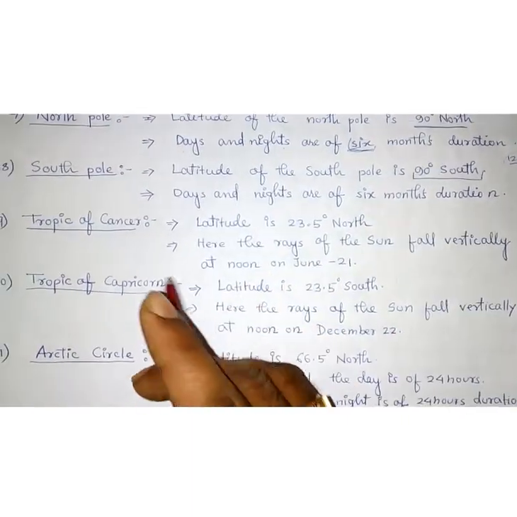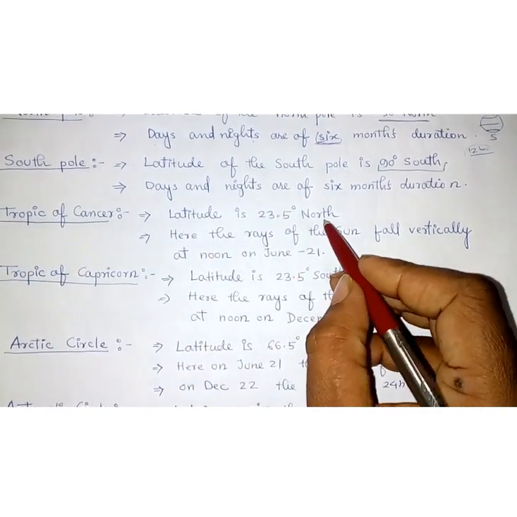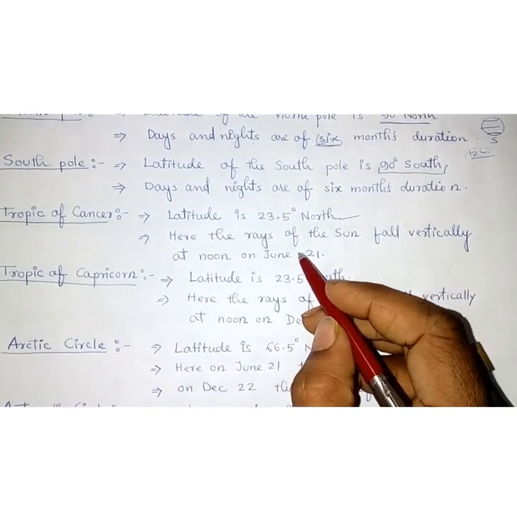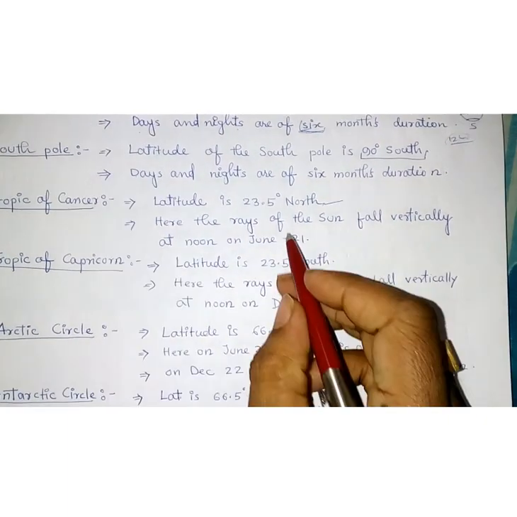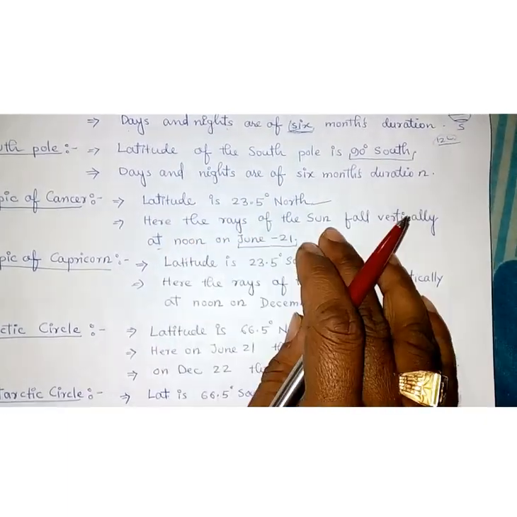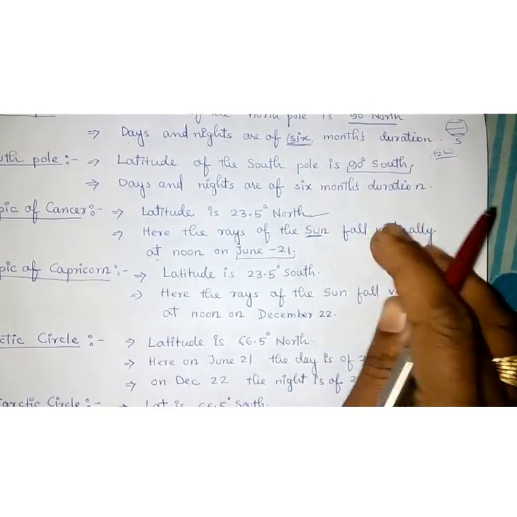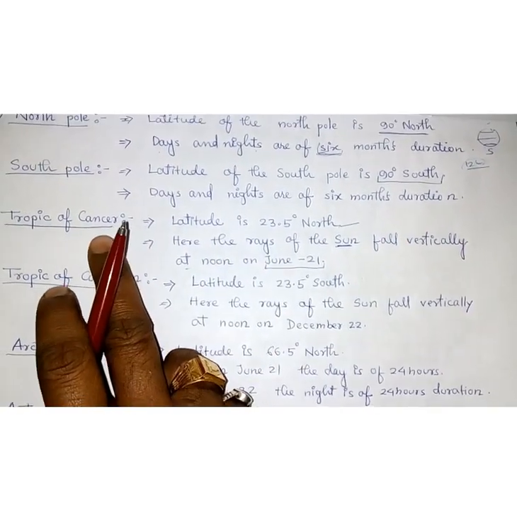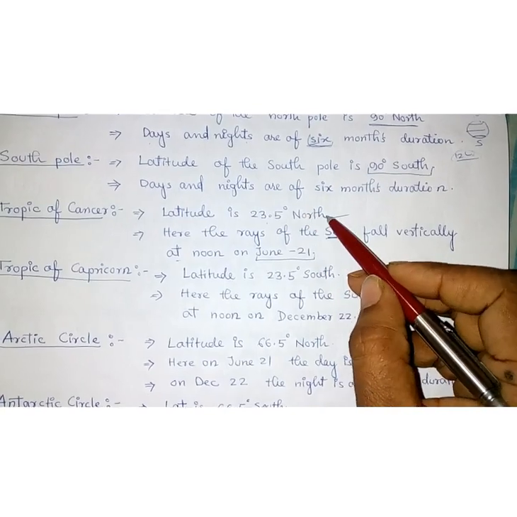Next one is the Tropic of Cancer. Latitude is 23.5 degrees north, and here the rays of the sun fall vertically at noon on June 21. The rays of the sun fall vertically on the Tropic of Cancer, which is 23.5 degrees north.